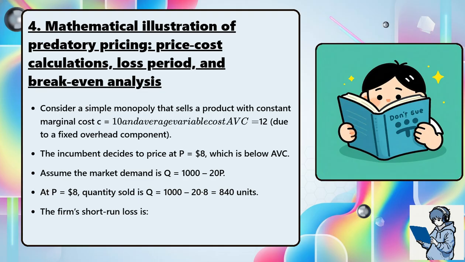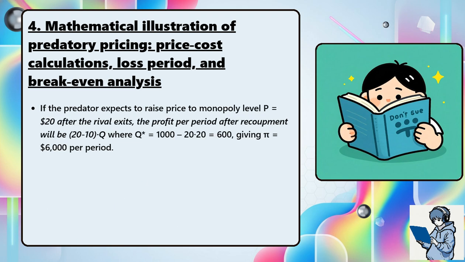The firm's short-run loss is loss equals (P minus AVC) times Q equals (8 minus 12) times 840 equals negative $3,360. If the predator expects to raise price to monopoly level P star equals $20 after the rival exits, the profit per period after recoupment will be (20 minus 10) times Q star, where Q star equals 1,000 minus 20 times 20 equals 600, giving pi equals $6,000 per period.